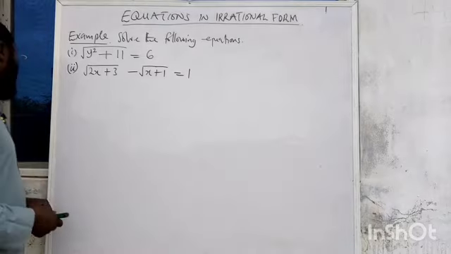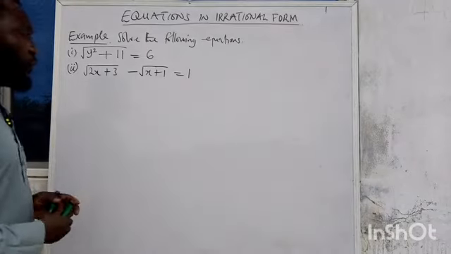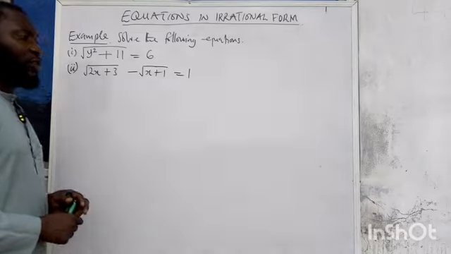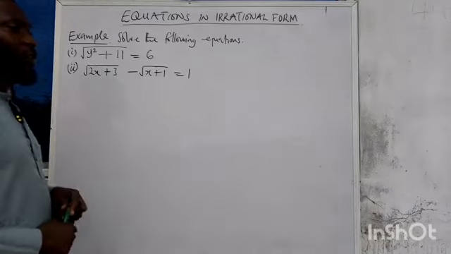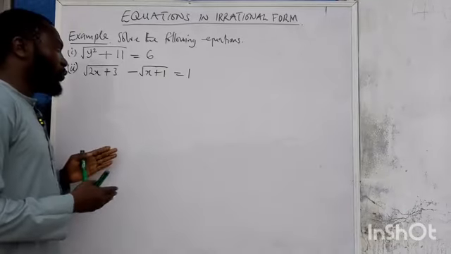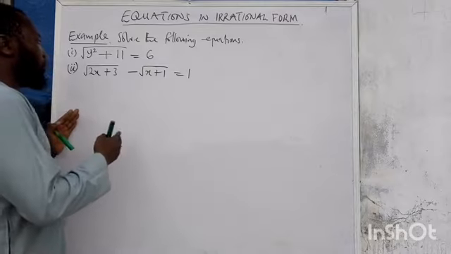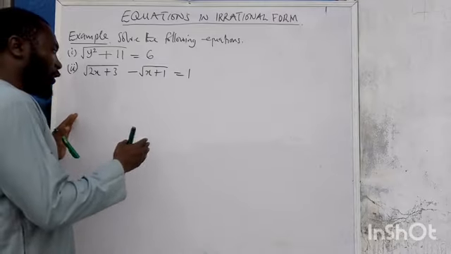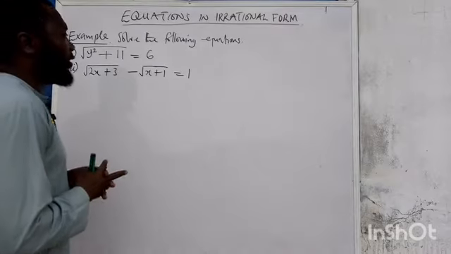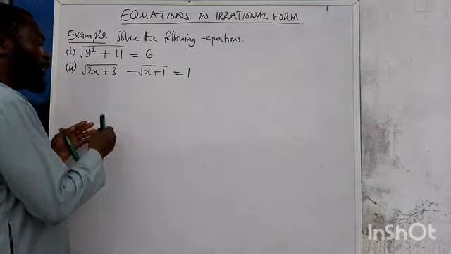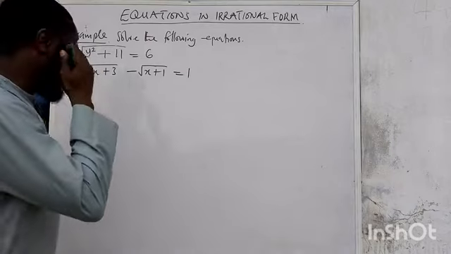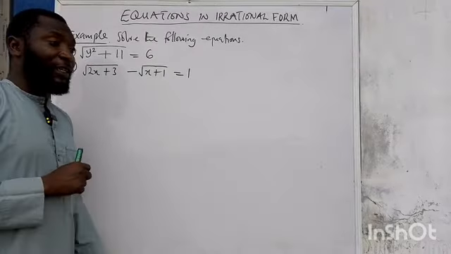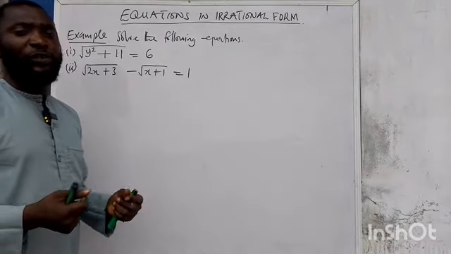So the principle is the same. And how do we work with this? When you are given equation in this form, the first thing you do, you take certain parts together. So when you take certain parts together, you square both sides. The essence of squaring both sides is to remove the square root.